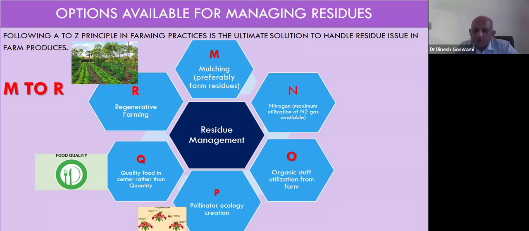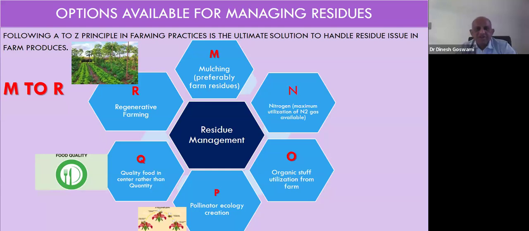Another one is quality food in center rather than quantity. In a major aspect, quality food is the major concern rather than quantity, because at present farmers have only one objective, to get the maximum yield. They are losing the quality, because quality is not that much considered, because the rate available in the market is based on the quantity, not quality. In so many commodities, quality parameters are considered only in some crops, and quantity is the only major thing to get the price.